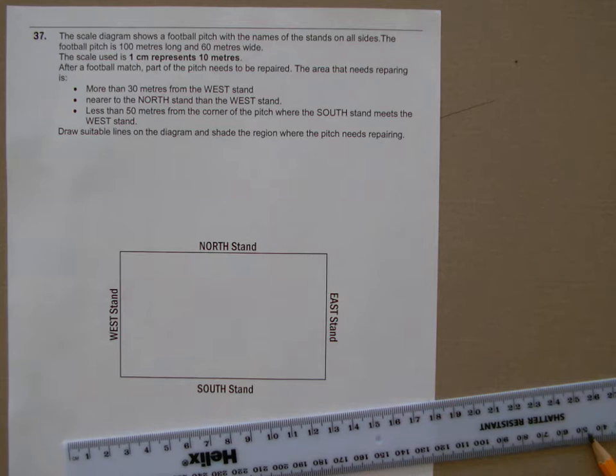Okay, so we've got a football stadium here with the stands identified, right? And we've got to satisfy these bullet points here, all right? There's part of the pitch that needs repairing. We need to see where it actually is. And it's satisfied by these 3 bullet points here.